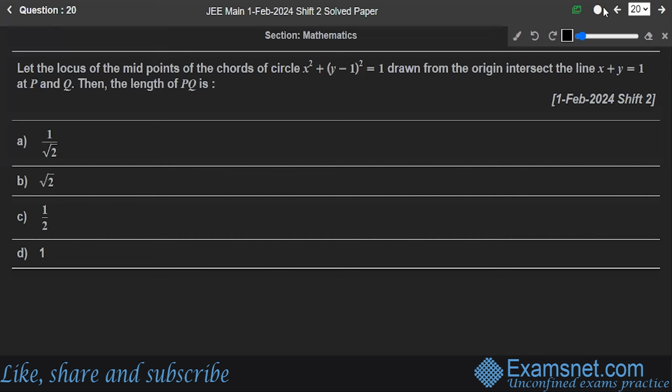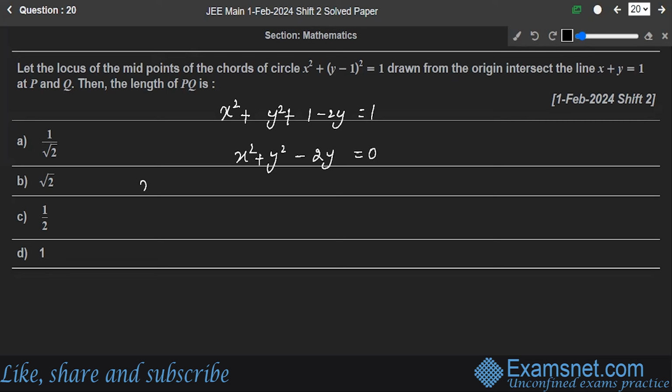Number 20. Let the locus of the midpoint of the chord of this circle drawn from the origin intersect this line at P and Q. You have to find out the length of PQ. For that, I obviously need the coordinates of P and Q. And to find the coordinates of P and Q, let's solve this. So you have the equation of the circle x square plus y square minus 2y is equal to 0.